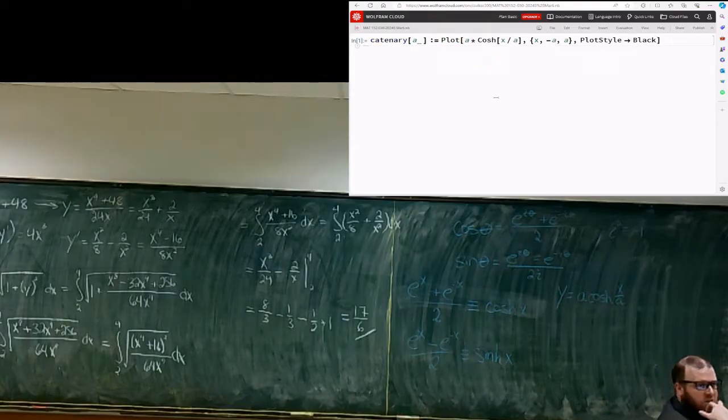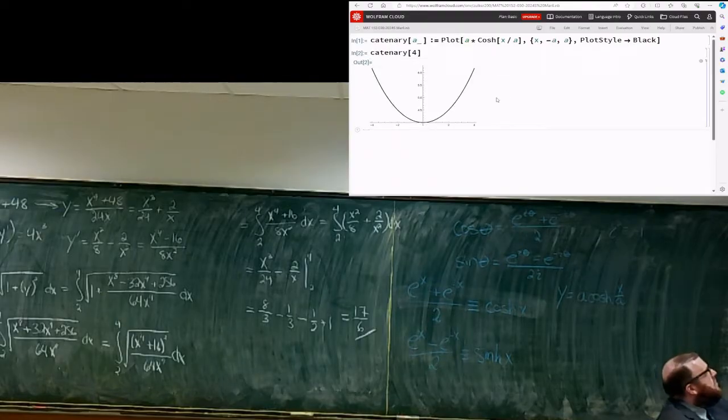So let me just set that. So what I can do is I can now start doing catenary of 4, if A is 4. What does that look like? Looks like that. Now, what happens if I make that minus 50 to 50 instead?